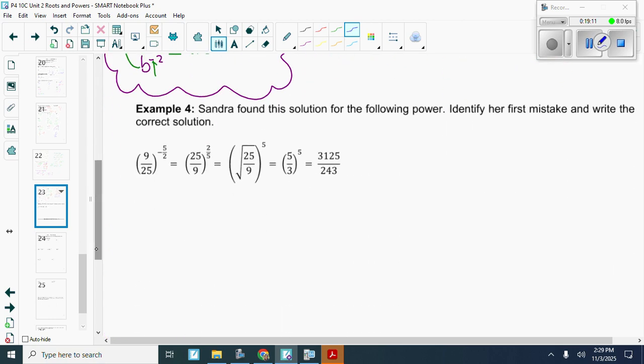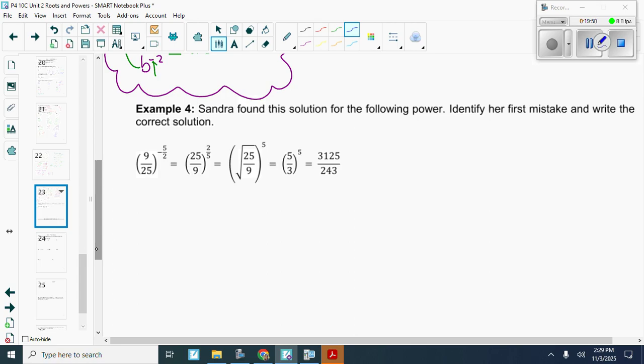Let's do another example. Here we go. Example number 4. Sandra found this solution for the following power. Identify her first mistake and write the correct solution. When you do your error analysis, you can see if you can spot their error, or, again, I like to do my answer first because we have to write the correct solution anyway. So I'm going to write the correct solution and then compare it to what she did.